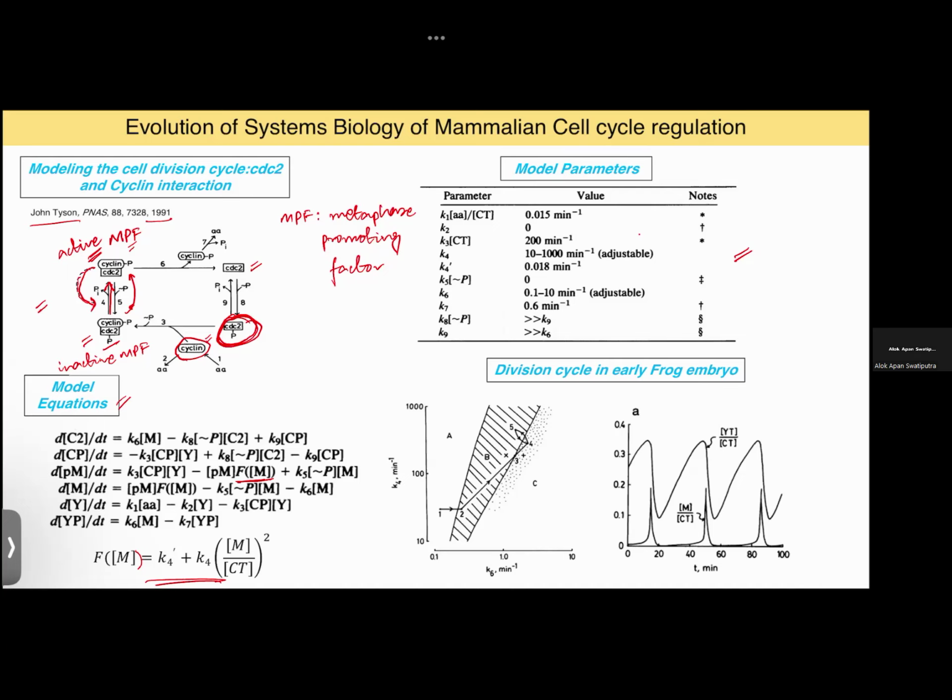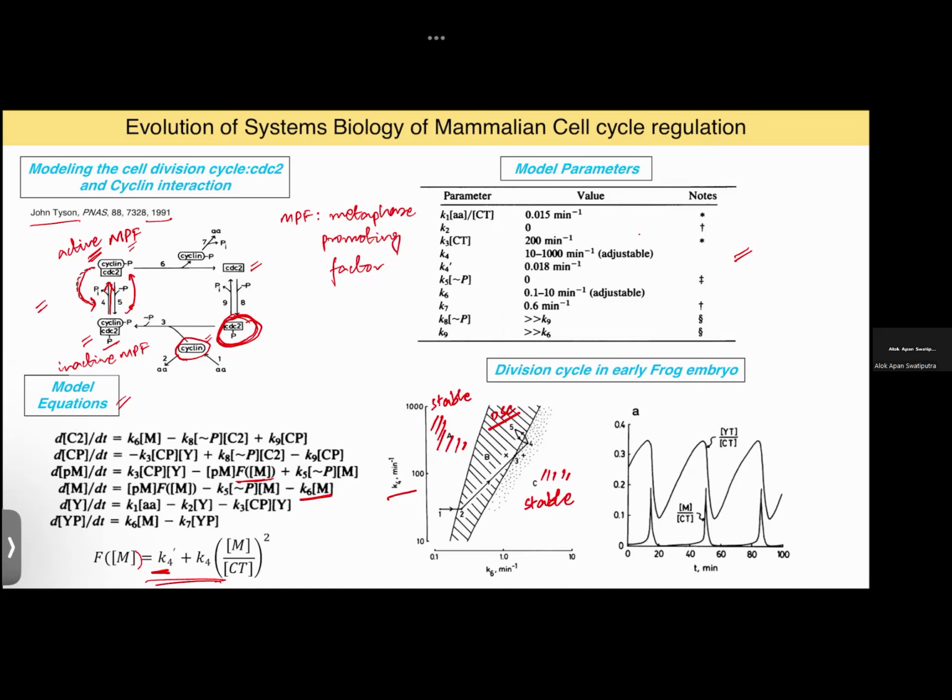And now they did a two parameter bifurcation like the ones we had discussed yesterday in terms of the oscillations and the bistability which I had shown, if you remember. So what they did was they did this K4 prime versus the K6. And what they observed is there are three regions. So in region A, the system is stable. In region C, the system is stable. And in region B, it will oscillate.